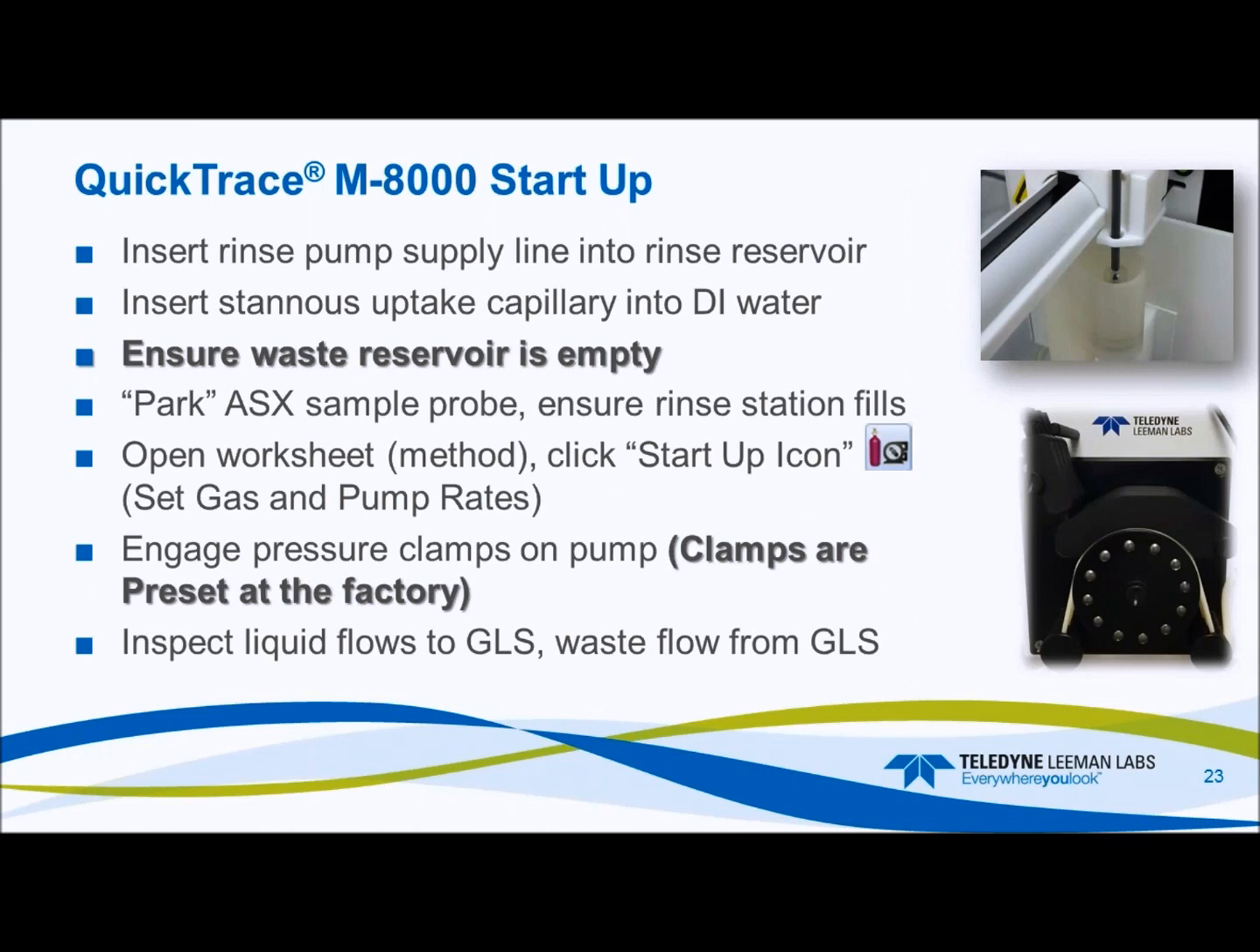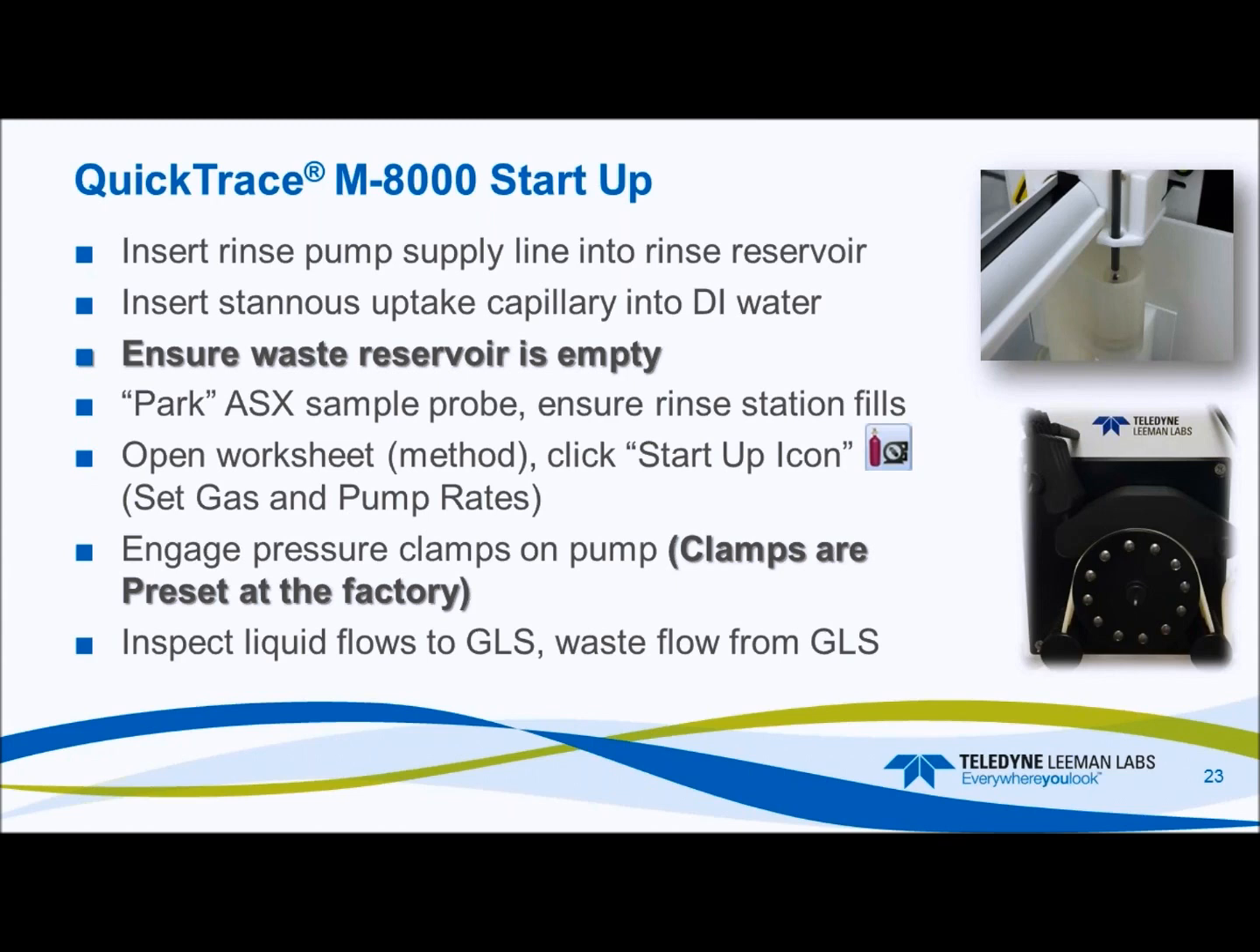So you want to insert the rinse pump supply line into the rinse reservoir and then take the stannous chloride capillary and put it in DI water. We always start with DI water rather than stannous chloride because we need to wet the gas liquid separator. And if we do it with stannous chloride, then you can get a thin film of stannous on the inside of the gas liquid separator, which may hinder you from having a nice view of what's happening within the system. So we want to keep it pristine. So we only want sample over and stannous chloride over the center post. That's why we start with DI water, and I'll show you that in a minute too.